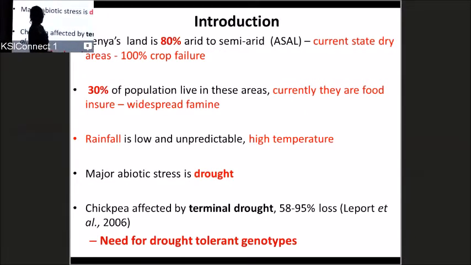And chickpea is also affected by terminal drought, which has been shown to cause 58 to 95% yield loss, according to Lepot et al. Therefore, there is need for drought-tolerant genotypes, which are actually chickpea lines.